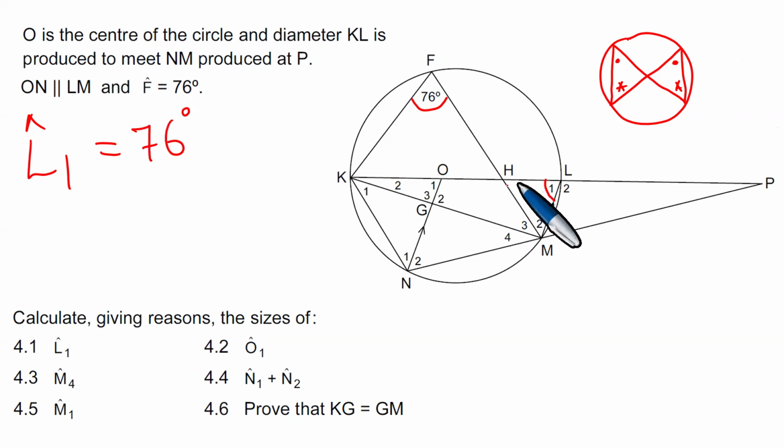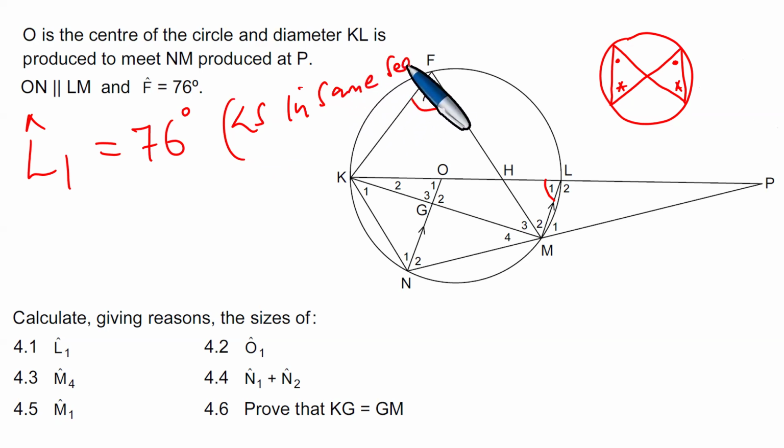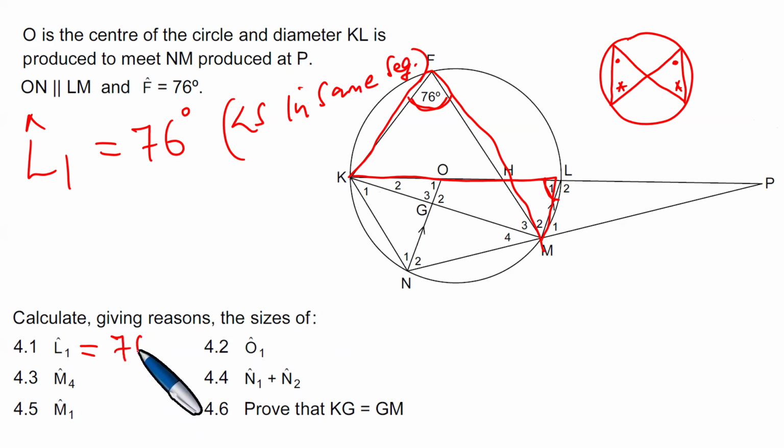Why is the angle L1 76 degrees, Tando? Angles in the same segment. These are angles in the same segment because we are able to see this shape here, and simultaneously we can see this shape here, and therefore in mathematics, an angle that is here is equal to the angle that is there. So we can say therefore that angle L1 is equal to 76 degrees.